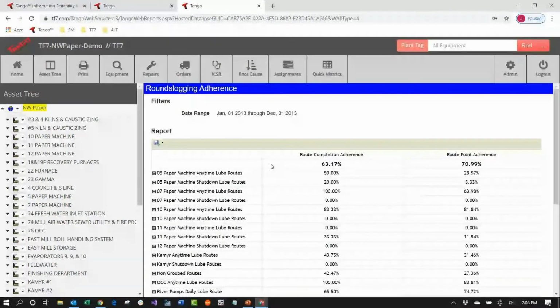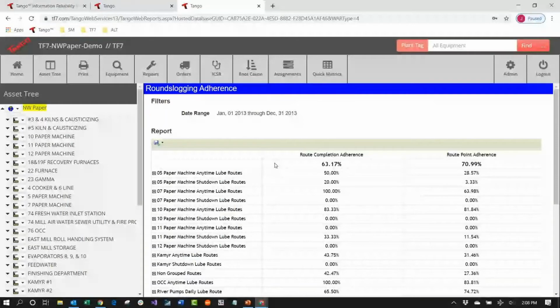Okay. Let me explain how this report is built. There is a pretty fundamental difference between the way you operate in TANGO with your condition monitoring assessment task and the walk-around process parameter task or routes that are set up in rounds logging. With a condition assessment task, you have to assess 100% of the locations in that task before that assignment can be closed.